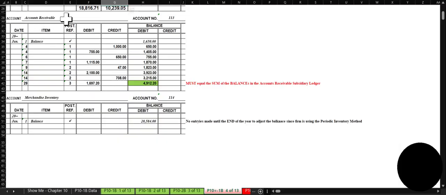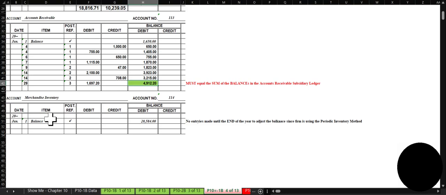Here's my accounts receivable. This is my control account. So this balance here, which I highlighted, when I look in my accounts receivable subsidiary ledger, the sum of the individual balances must be equal to this number at the end of January.